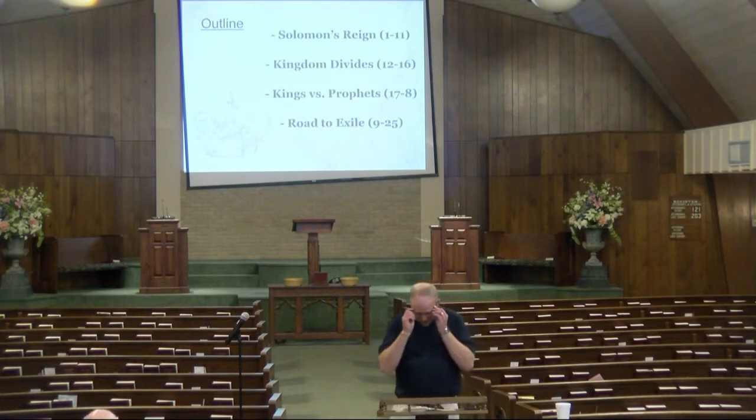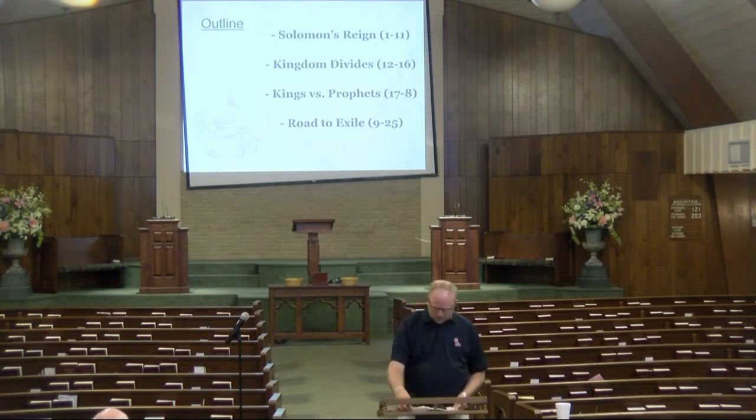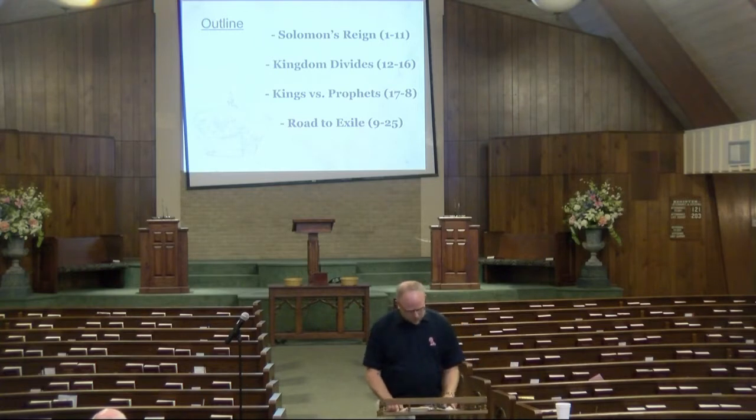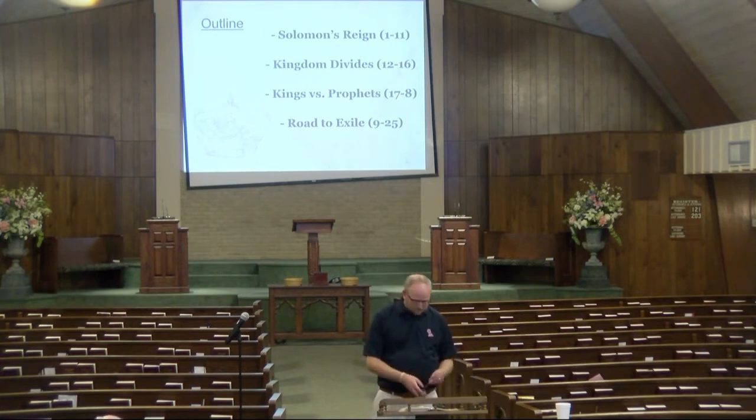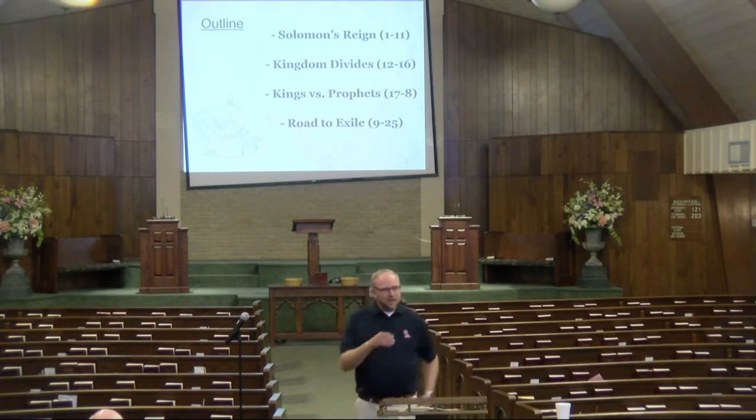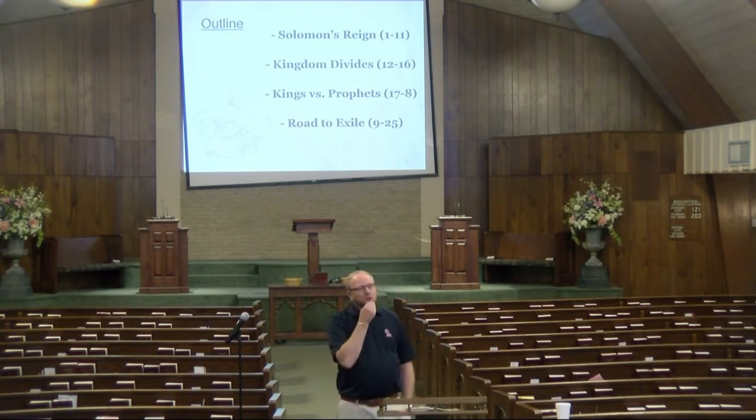In 1 Kings, of course, 1 and 2 Kings were originally one book, and so we're studying them that way. And so we're looking at the reign of Solomon in 1 Kings 1 through 11, and then the kingdom divides. That takes place in chapter 12, but it is solidified through chapter 16. And we'll talk more about that in a minute.